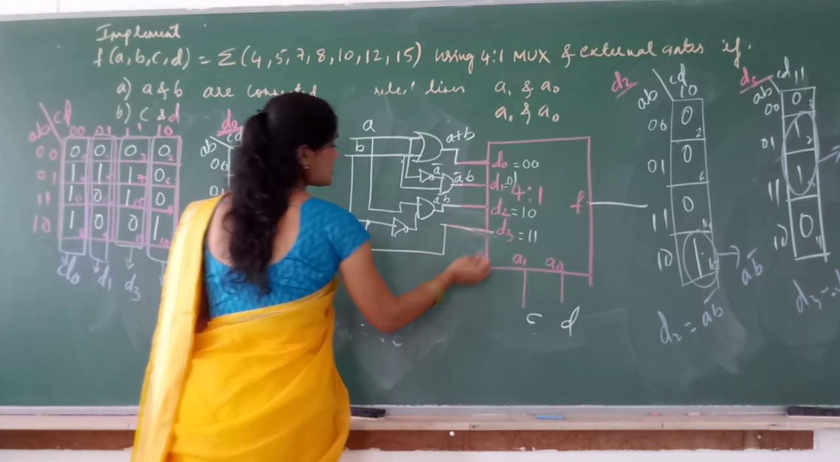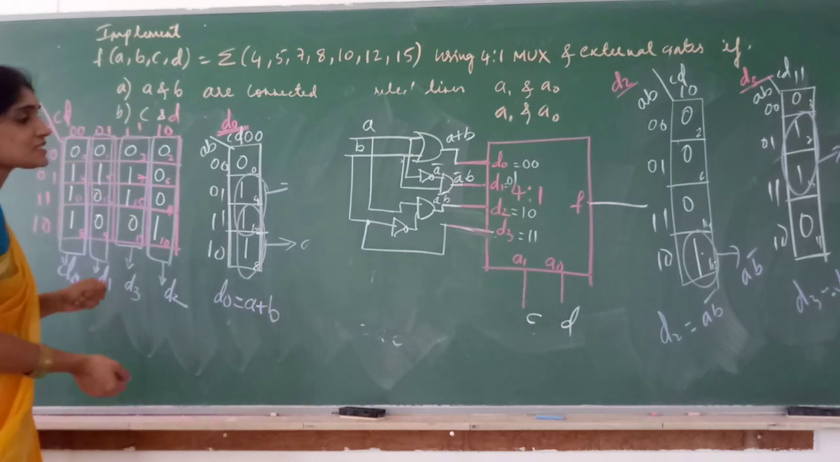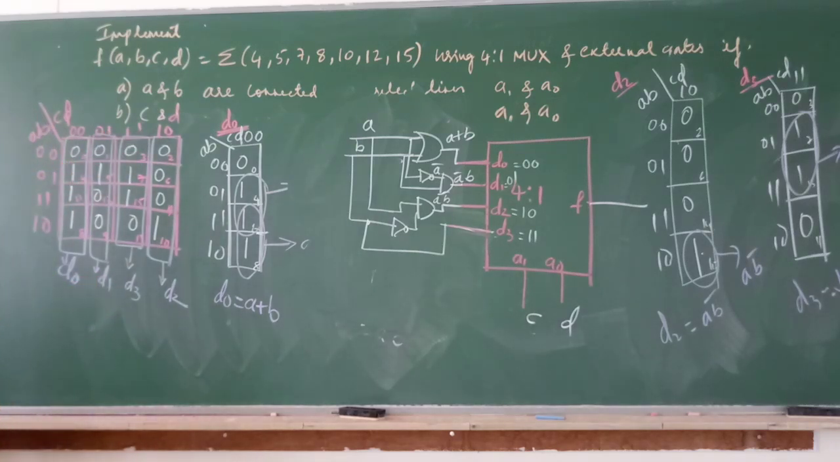So this is the circuit or the implementation of the given function using C and D as select lines. Okay, so this is how we have to work out problems on multiplexer. Next class again I will solve some more problems on multiplexers.